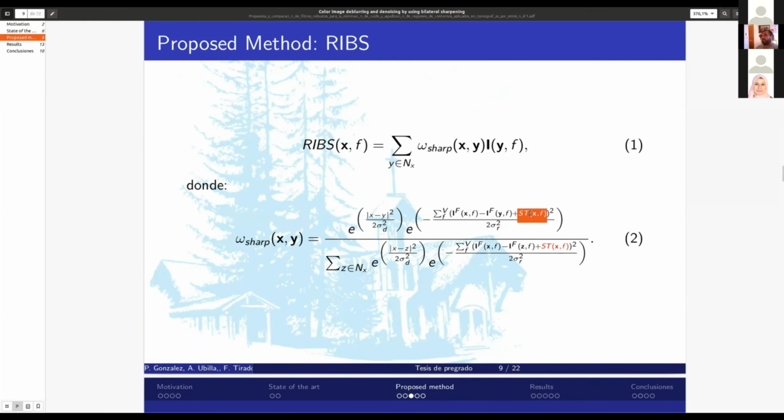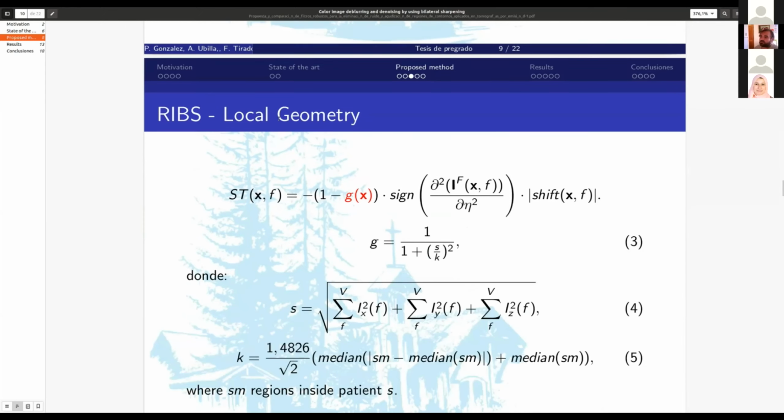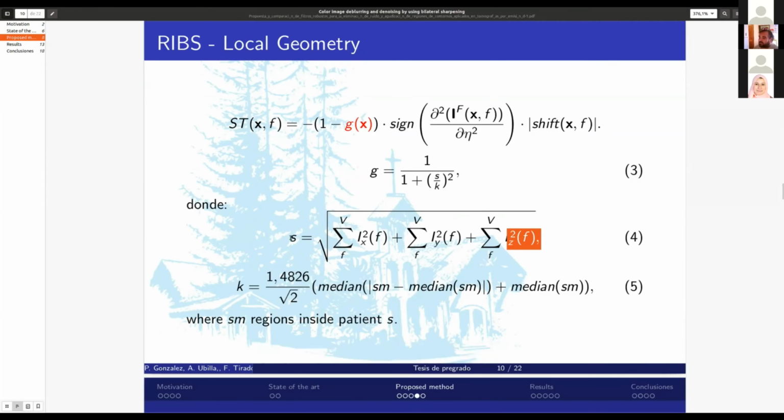Okay, this sharpening term considers three situations. The first situation is the local geometry. The local geometry is calculated by using the derivative calculus, the differential calculus, and we can calculate the norm of the gradients, okay, by using all the information.